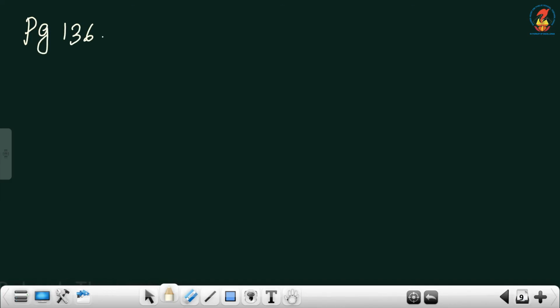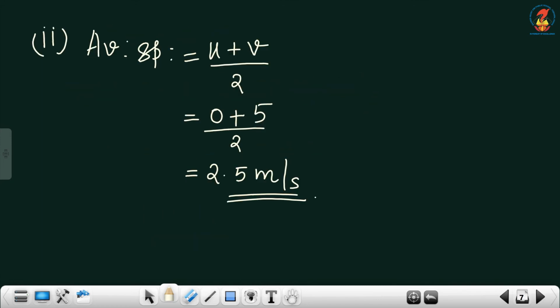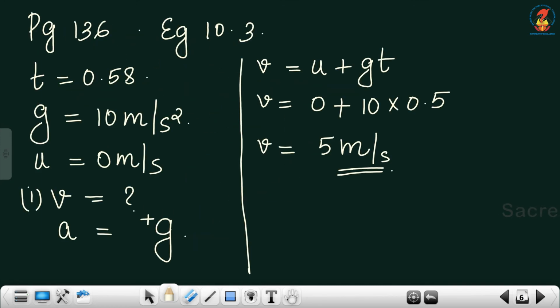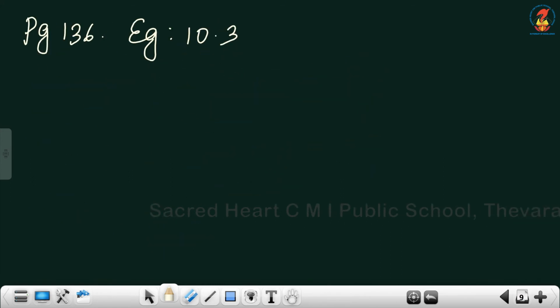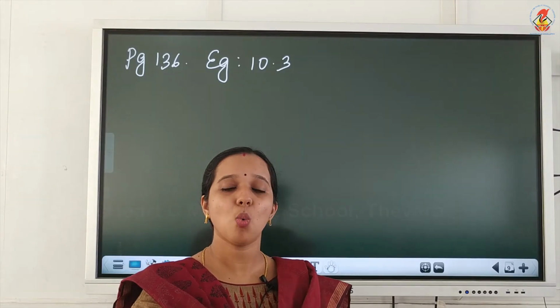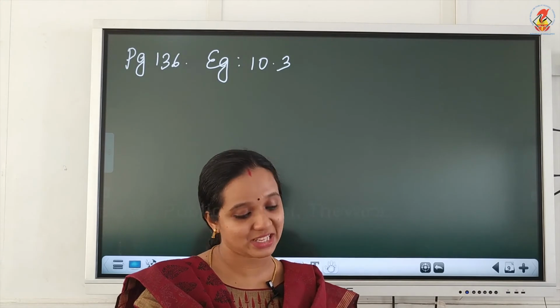Page 136, example 10.3. Making a correction, excuse me. The previous question that we discussed was example 2, and now we are going to discuss example 3, which is there in the page number 136 of your textbook.